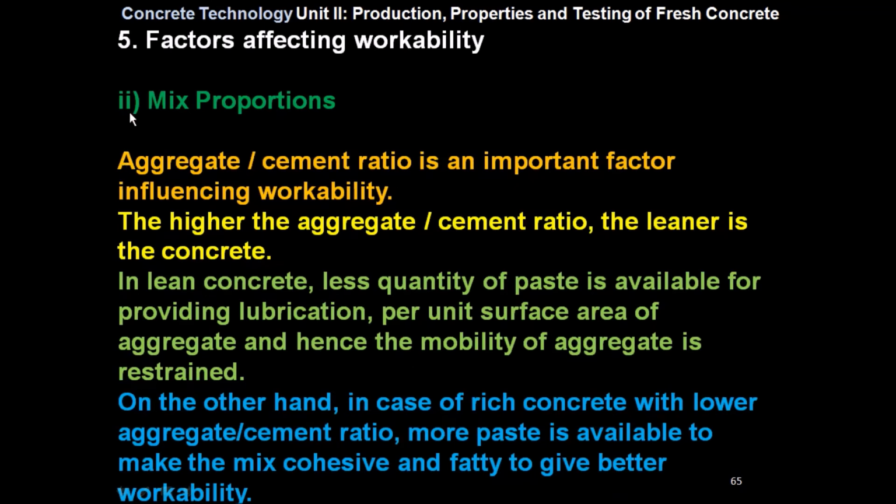Now the second factor, we will see the mix proportions. Aggregate cement ratio is an important factor influencing workability. The higher the aggregate cement ratio, the leaner is the concrete. In lean concrete, less quantity of paste is available for providing lubrication per unit surface area of the aggregate, and hence the mobility of aggregate is restrained.